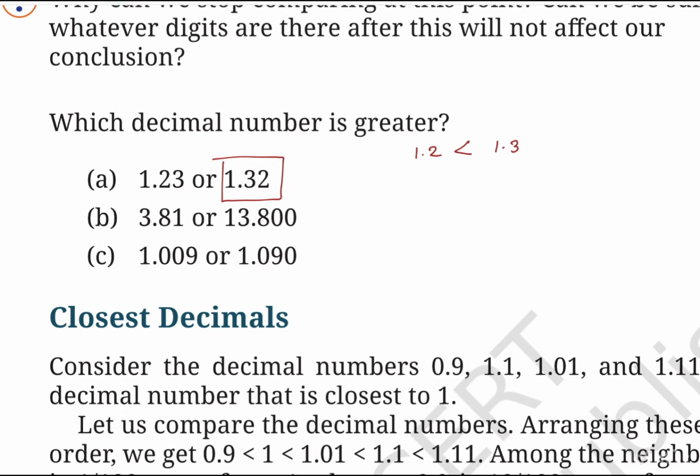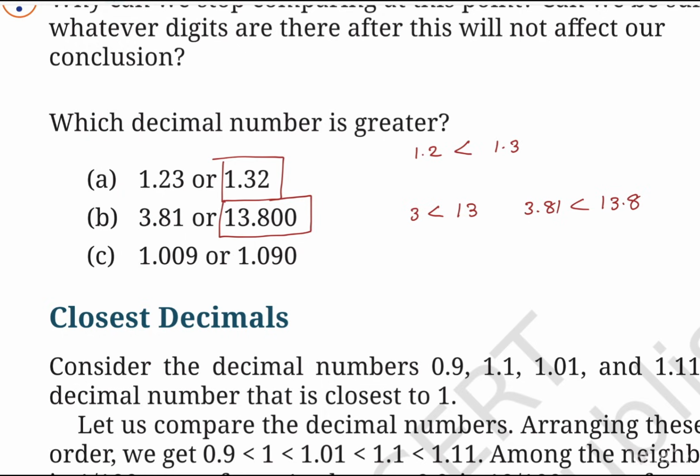Next we have 3.81 or 13.800. Here the units are different. 3 is less than 13. So we can write 3.81 is less than 13.8. After putting 0 here, there is no value for zeros after 8. So we have 13.8. So we can write 13.800 is the greatest number.